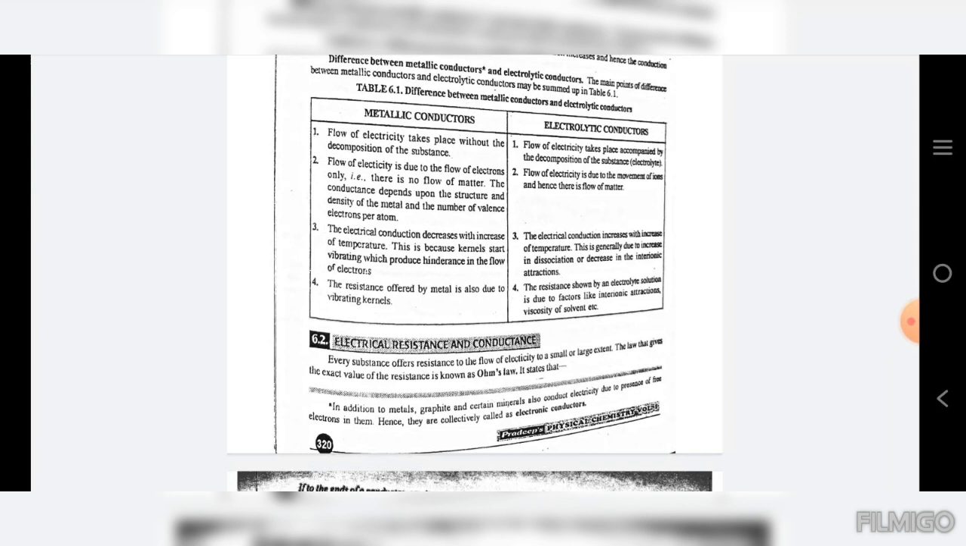Electrolytic conductors. Flow of electricity takes place accompanied by the decomposition of the substance, the electrolyte. Flow of electricity is due to the movement of ions and hence there is flow of matter. The electrolytic conduction increases with increase of temperature. This is generally due to increase of dissociation or decrease in the interionic attractions. The resistance shown by an electrolyte solution is due to factors like interionic attractions, viscosity of solvent, etc.